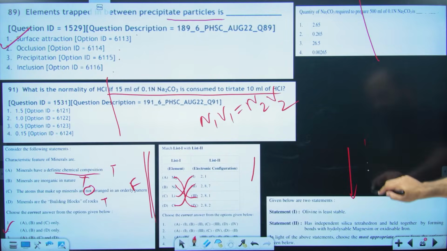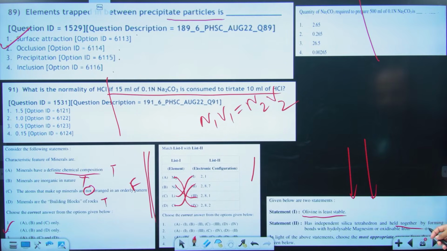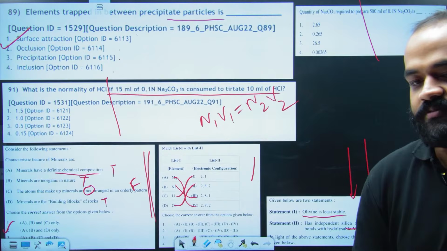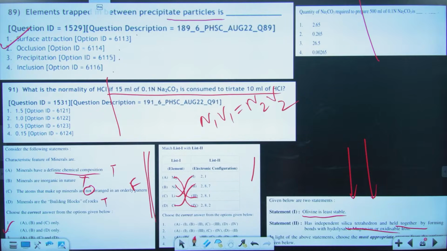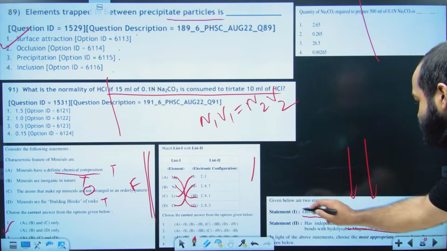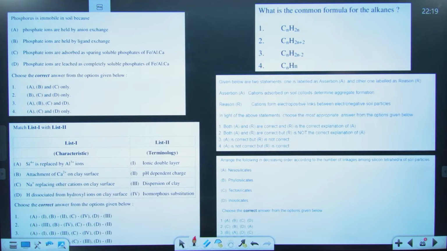So this is also a proper soil chemistry question. Olivine is least stable. It has independent silica tetrahedron and is held together by forming bonds with hydrolyzable Mg or oxidizable iron. What will be the answer of this? You can write like TF. Both correct. This is a very easy question. Yes, you are right. So we are on the last slide.